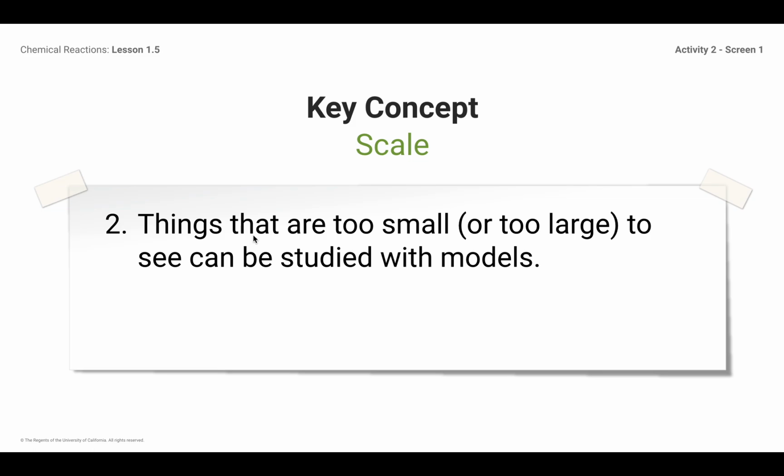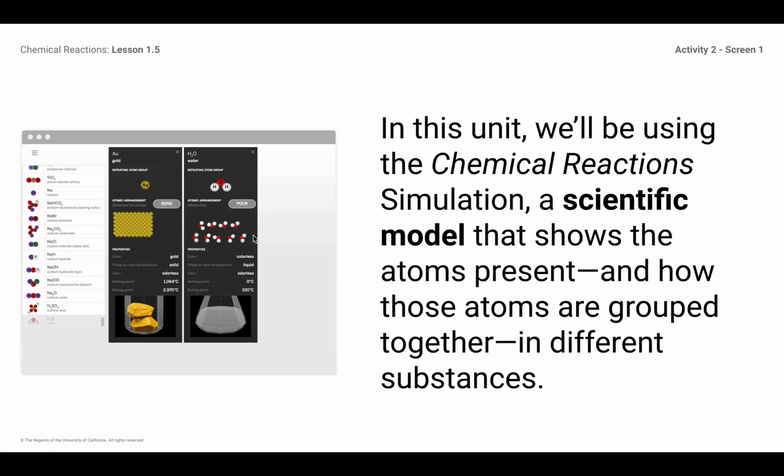All right, go ahead and write that down in your key concept graphic organizer. That's in Good Notes, and it should be under your chemical reactions folder. So go ahead and pause the video and write this down. All right, let's keep going.